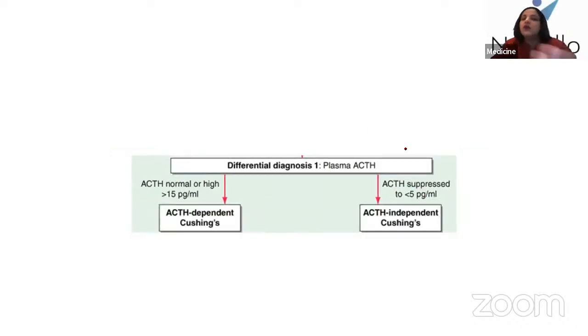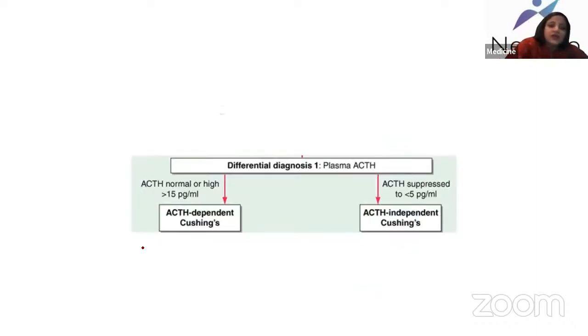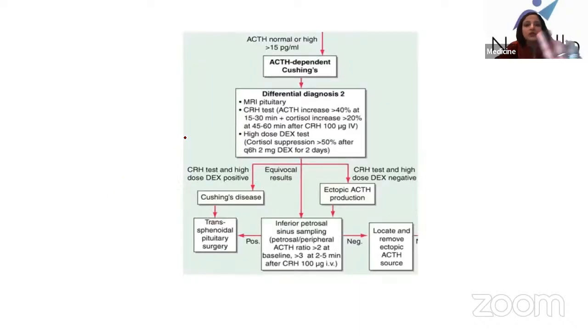So this is something that you have to remember. More than 15, ACTH dependent cause, and if it is less than 5, then it is ACTH independent cause. Okay, now let's go to first ACTH dependent Cushing. That means you did the ACTH level and you found out that the level is very high. Then what you do? Now, it's common sense.